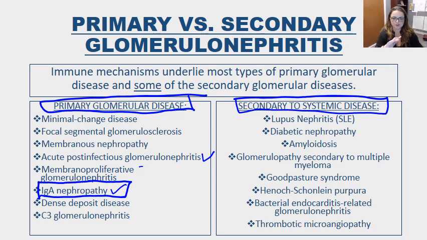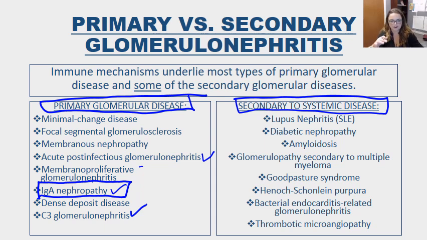So the post-infectious glomerulonephritis, the IgA nephropathy, also C3 glomerulonephritis. Remember, when patients have a C3 deficiency, they actually wind up with a buildup of immune complexes, and that can lead to their deposition within the glomeruli, which then, of course, leads to inflammation.